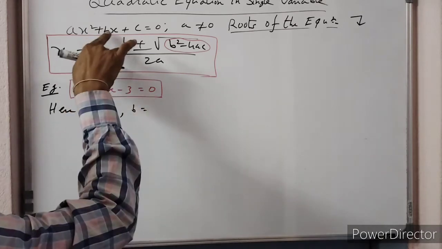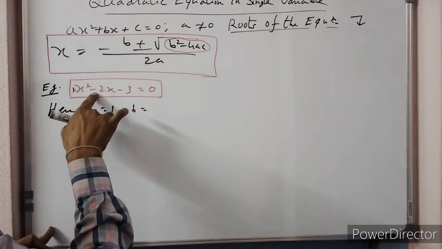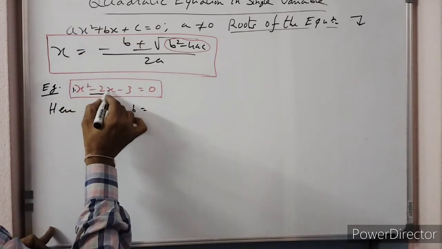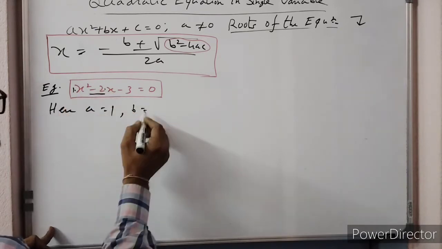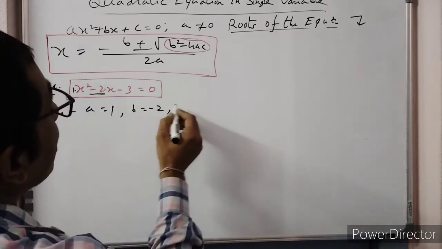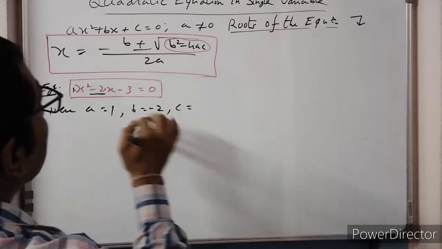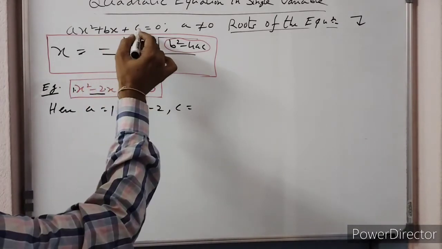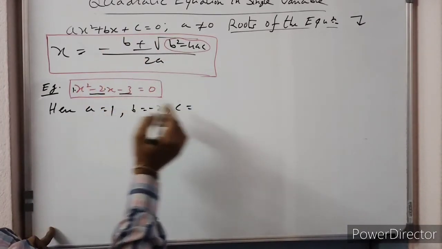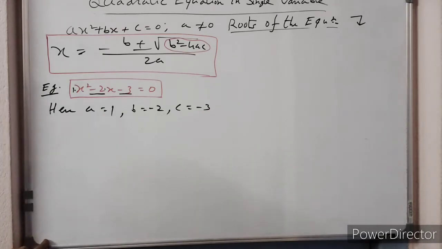b is the coefficient of x, so b equals minus 2. The coefficient of x is minus 2. So c equals minus 3. c is the constant term. The constant term is minus 3.